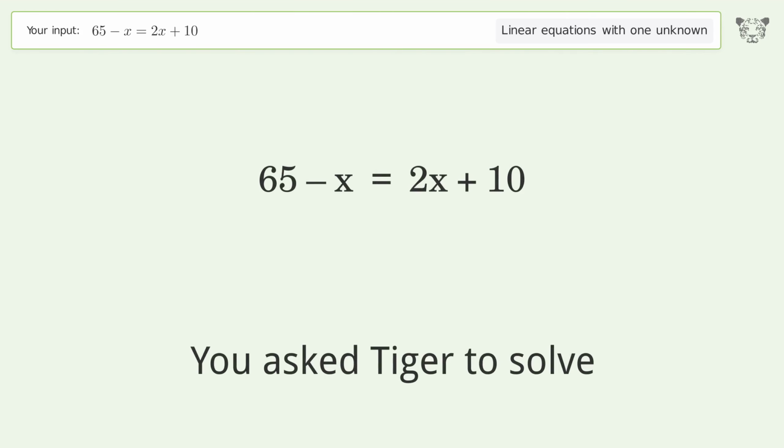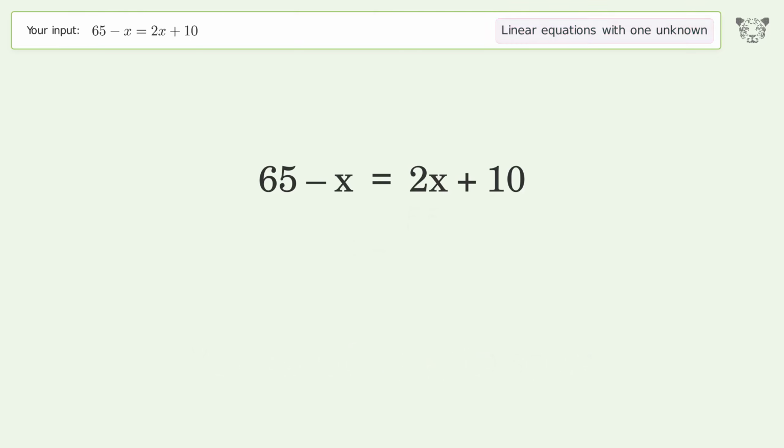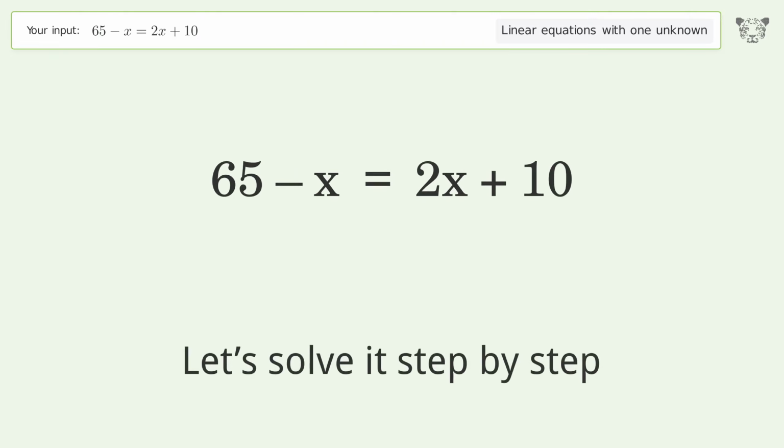You ask Tiger to solve. This deals with linear equations with one unknown. The final result is x equals 55/3. Let's solve it step by step.